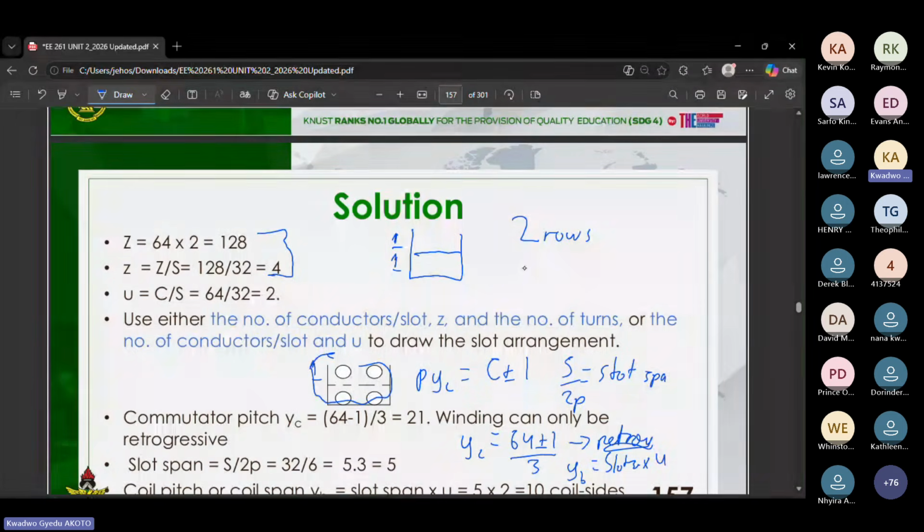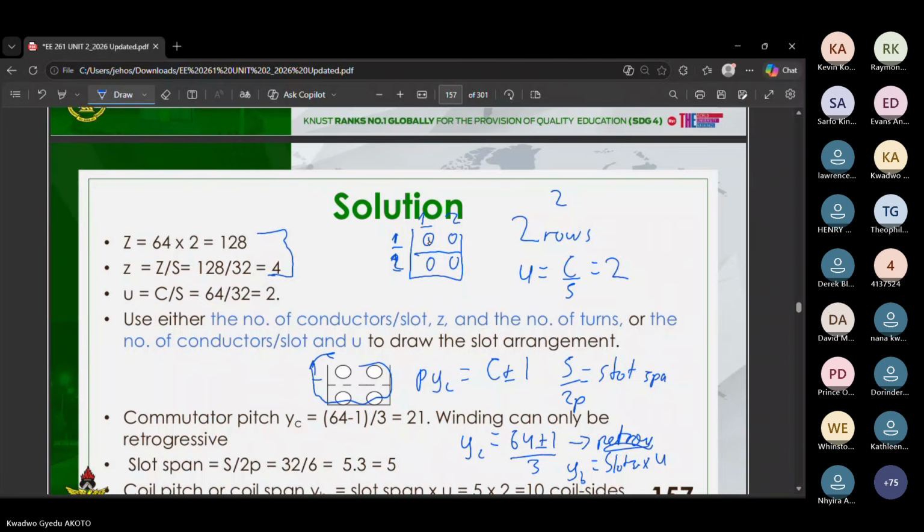But we know that the number of columns in our slot is equal to U, right? And we know that U is also equal to C on S. So if C is 64, S is 32, U is equal to 2. So that means that our slot now has 2 rows, 2 columns. We are going to have 1, 2 here, 1, 2 here. So filling our slot now, we have 2 rows, 2 columns. Do you understand me now?